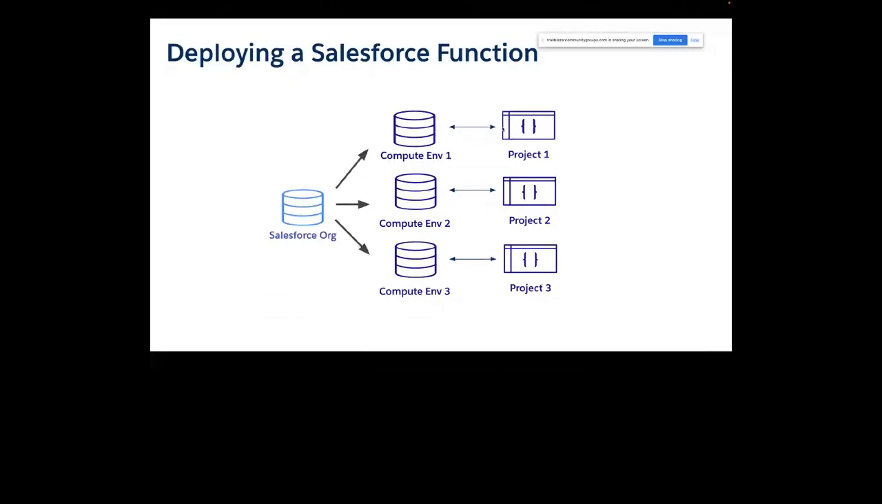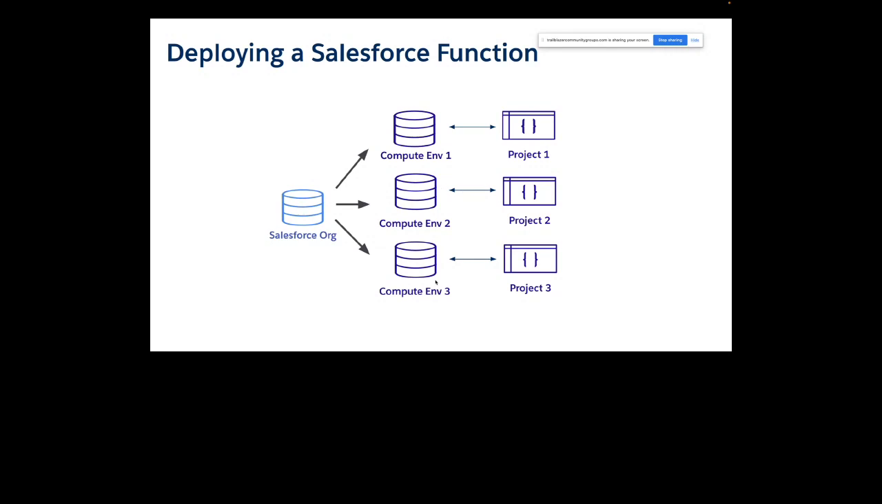So from a project, you can only create one compute environment. So what it really means is a Salesforce org can contain multiple compute environments, and each of these compute environments is tied to one particular project of yours. So let's say project 1 has 3 functions, project 2 has 1 function, and project 3 has 1 function. So all the 3 functions in project 1 are going to be deployed to this compute environment. The functions of project 2 are going to be deployed into compute 2 environment. Project 3 to compute 3 environment. So this is how the concept of compute environments work.